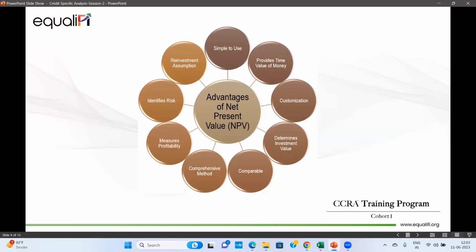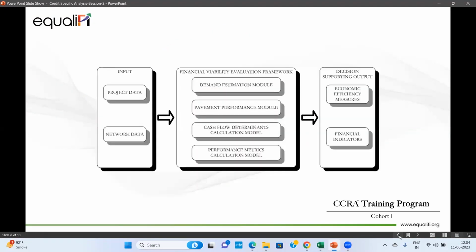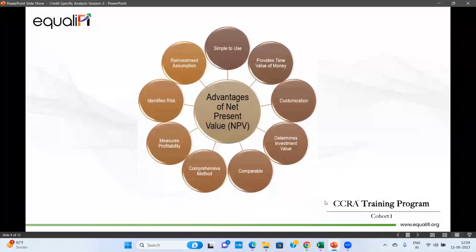So the cash flow which you are getting, the second aspect is when I talk about the payment performance module. The payment performance module is how frequently I'm going to get my payment, right?